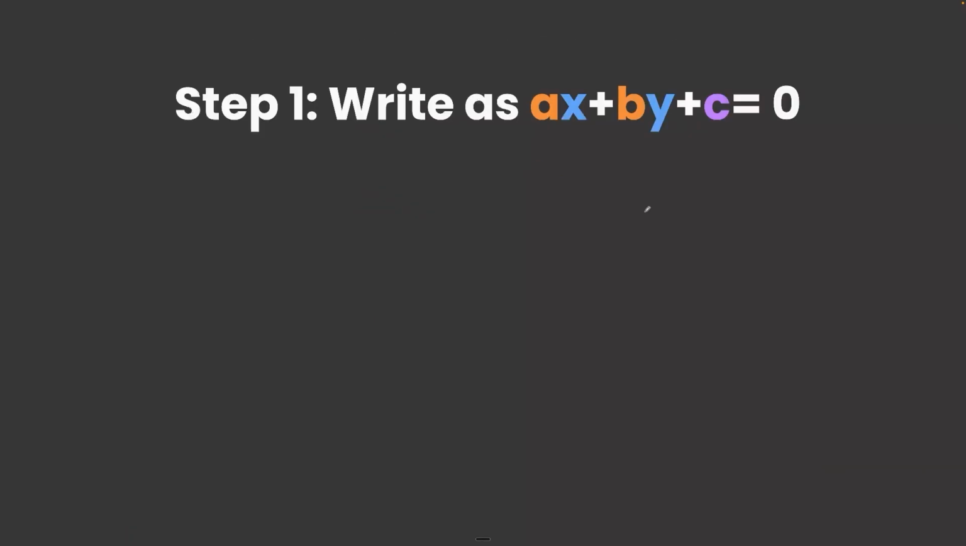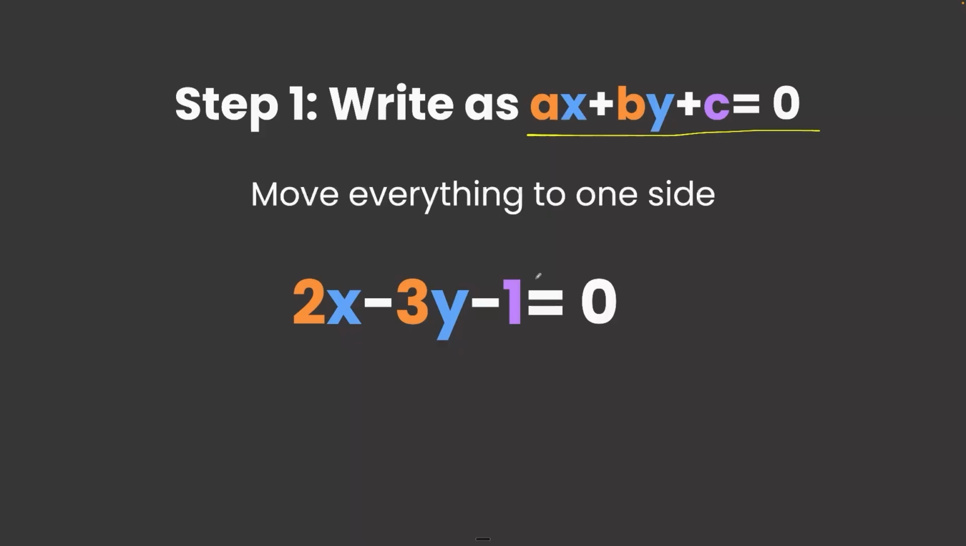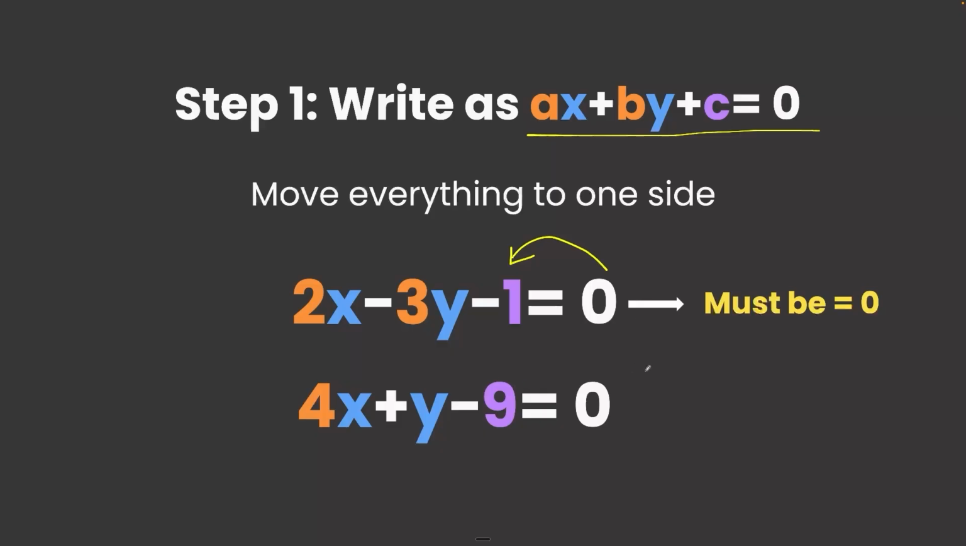Let's start. First, write the equations in the form of ax plus by plus c equals 0. So for example, in this equation, we move the 1 to this side and we write it as minus 1 and make this equal to 0. Similarly, we move the 9 to the left, make it minus 9 and make this equal to 0. That is step 1. Next, label the coefficients.